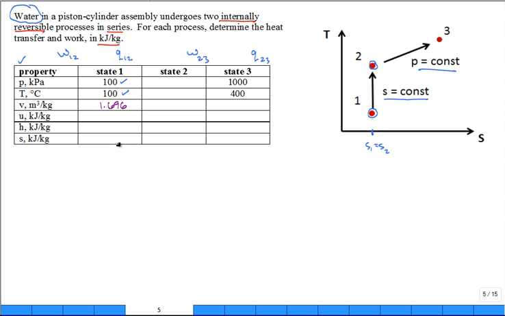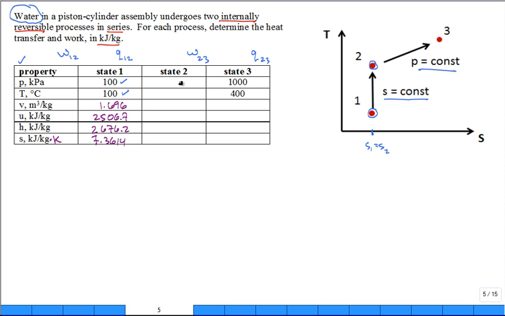Okay? You can go to the table and you can fill out, oh, this is 1.696 meters cubed per kilogram. This is 2506.7 kilojoules per kilogram. This is 2676.2 kilojoules per kilogram. This is 7.3614 kilojoules per kilogram Kelvin. I left off the Kelvin, didn't I? Sorry, typo. Units on S are kilojoules per kilogram Kelvin. True? All right. So state 1 was fixed.